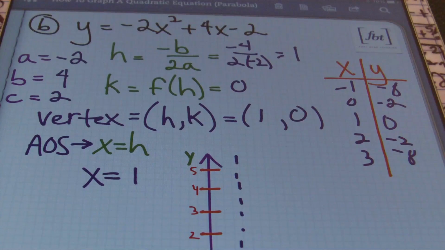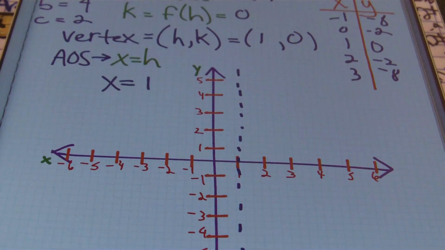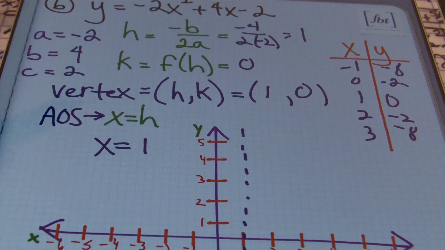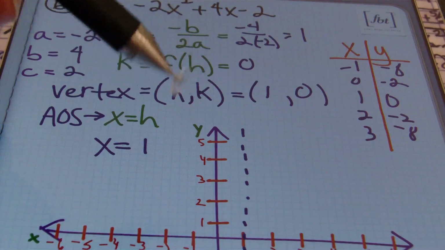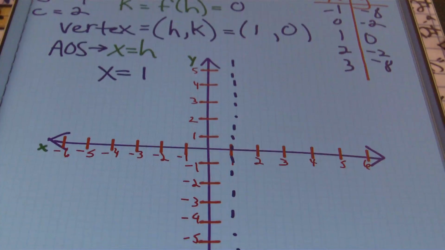So with these values, ladies and gentlemen, we're going to end up with the following. Also keep in mind that since our A value was a negative 2, the absolute value of that is 2. And anytime you have an absolute value of A that's greater than 1, you're going to end up with a vertical stretch. So this graph should be skinnier than most of our other graphs, all right? So keep that in mind.